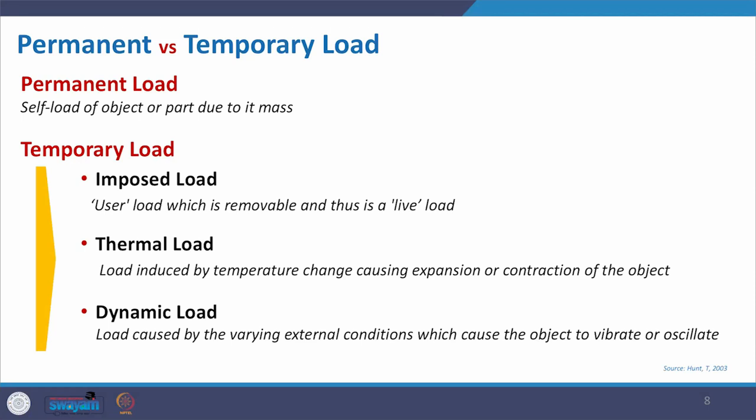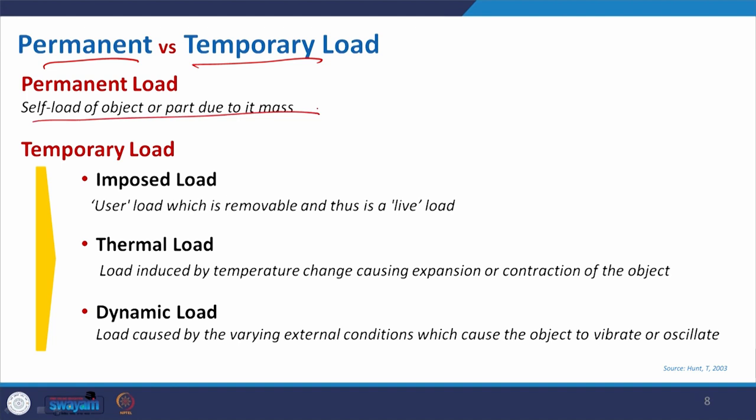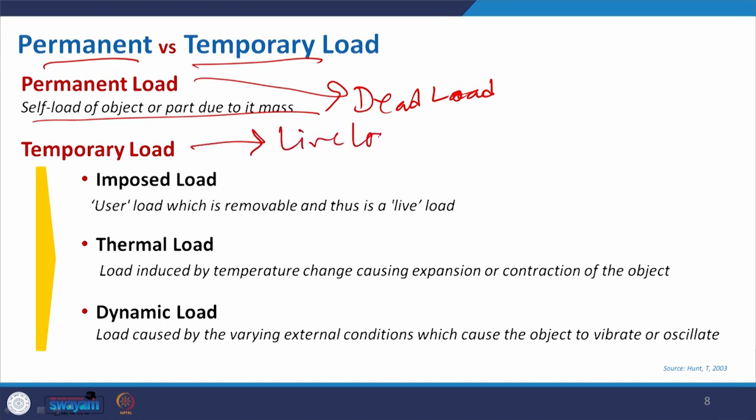Now, this is another way of looking at this, based on duration. One is permanent and the other is temporary. Temporary means it will not be there after a certain time. Permanent load is basically the self load of the object or part of it, and it leads to dead load. Temporary loads are movable, and this is basically the live load. Now, in temporary load, there are certain ways of defining it. One is imposed load, second is thermal load, and third is dynamic load.